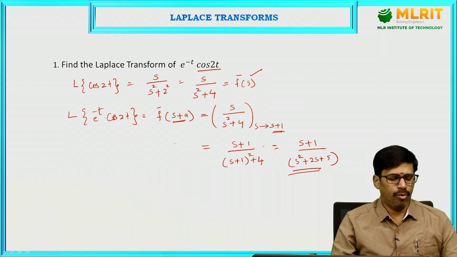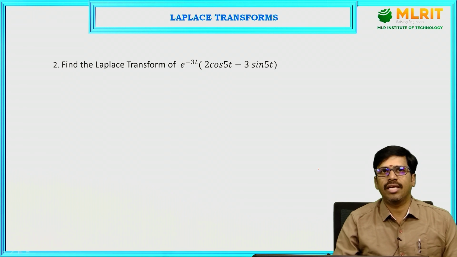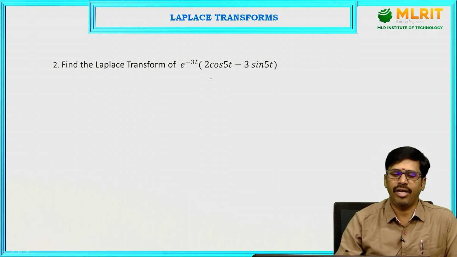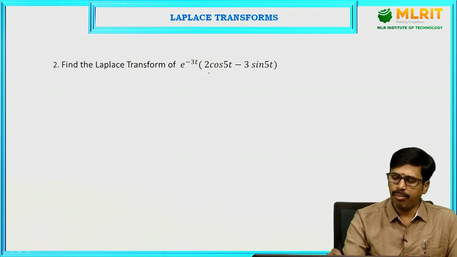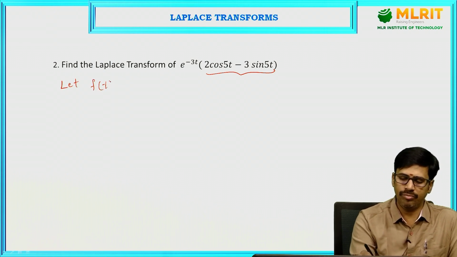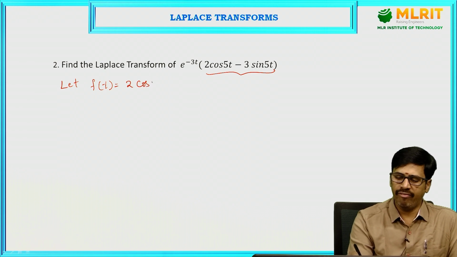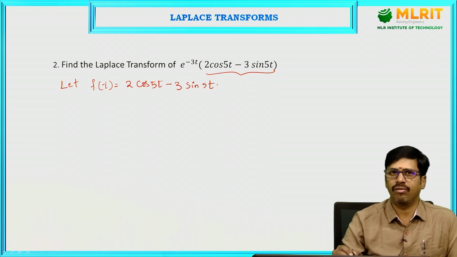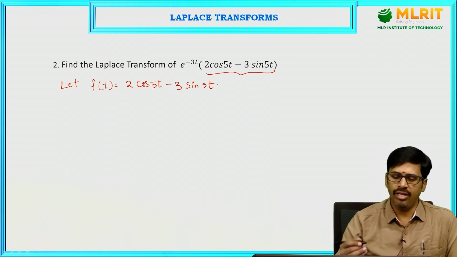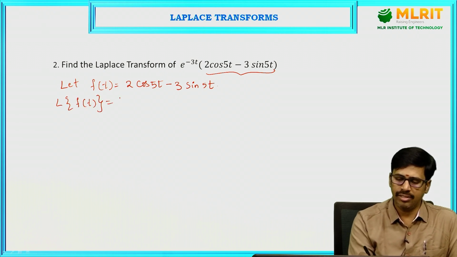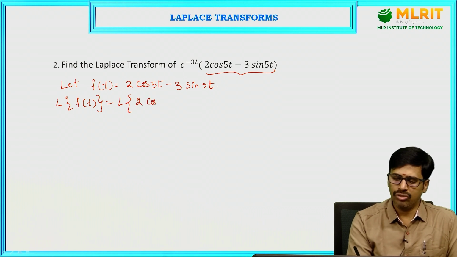Now, let us see one more problem on it. Find Laplace transform of e^(minus 3t) into (2 cos pi t minus 3 sin pi t). Other than e^(at), first consider this as f(t). So let f(t) be equal to 2 cos pi t minus 3 sin pi t. Now, let us find Laplace of f(t), that is F bar of s. What is Laplace of f(t)? That is Laplace of 2 cos pi t minus 3 sin pi t.